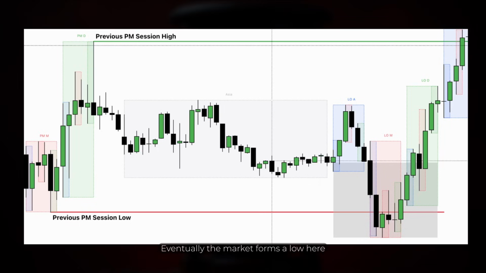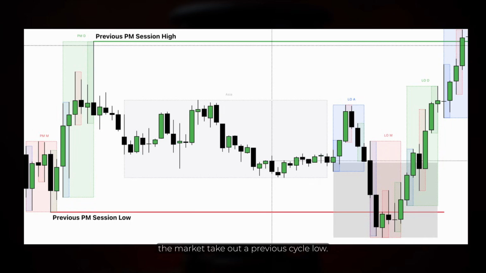Eventually the market forms a low here during London, and the market begins to expand towards the upside. What is it referring to? Well, first of all, it is referring to the buy-side liquidity engineered above these highs right here as a first objective. And secondly, what it's referring to is the previous PM session high, where I can see that we opened low for the afternoon session.